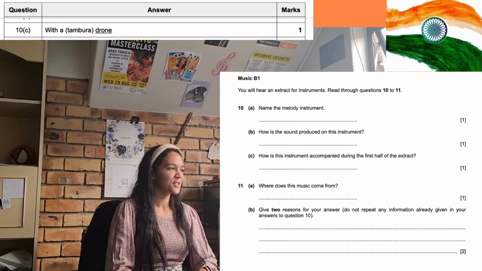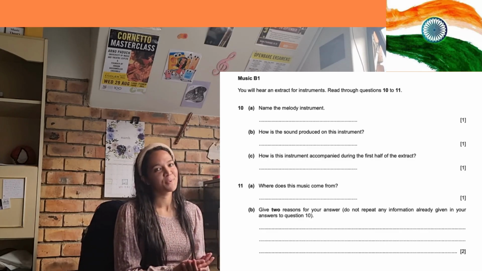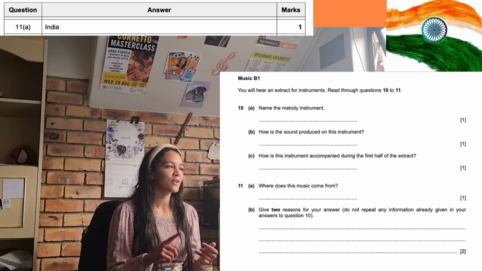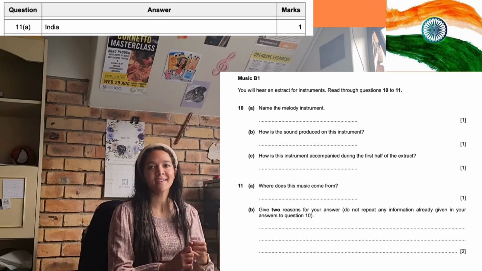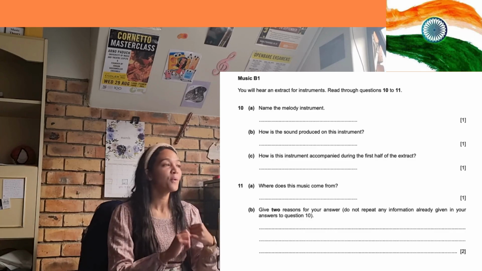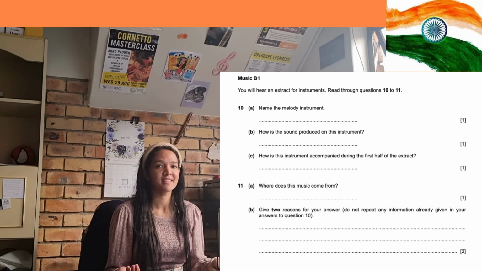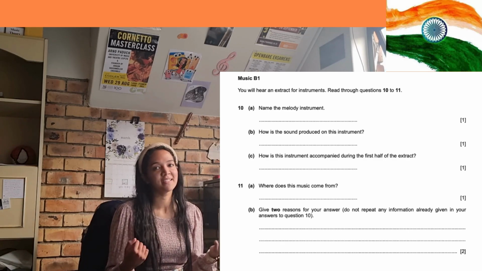Then we have our next question: where does this music come from? And of course, it comes from India. We have to give 2 reasons, and we're not allowed to say anything like sarangi or drone or tambura. So we have to say other things that will justify why this is an Indian extract.